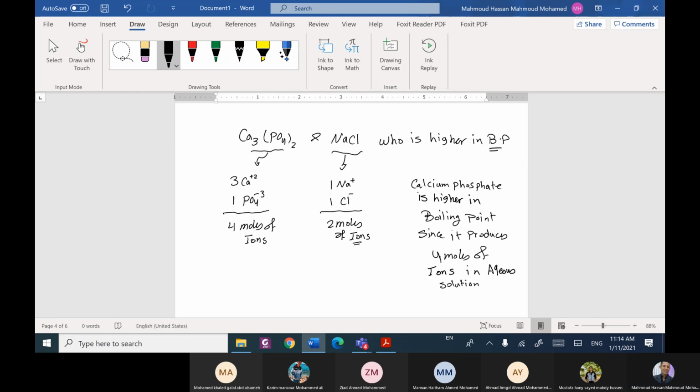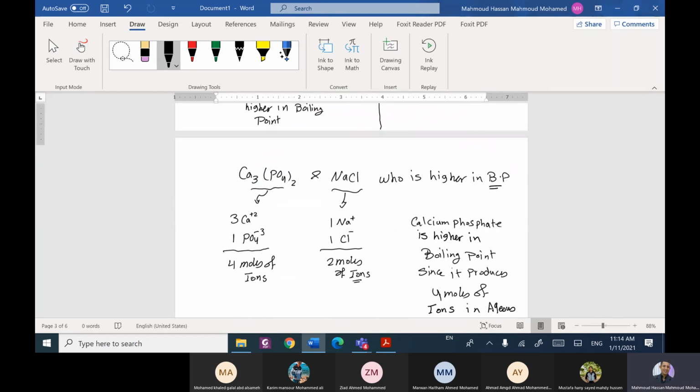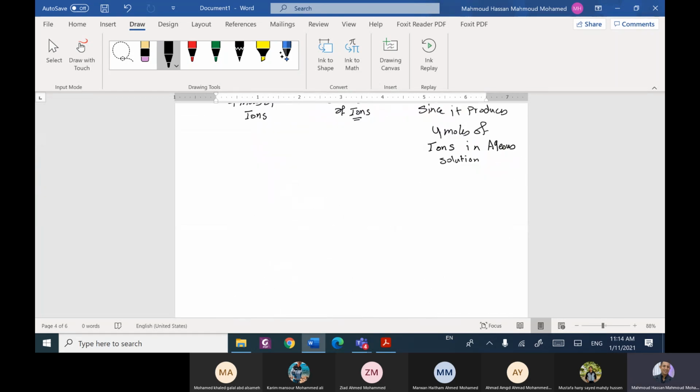Second idea, for the covalent compound, who is higher in boiling point? Urea or glucose sugar? Return back to the structure formula of each one.